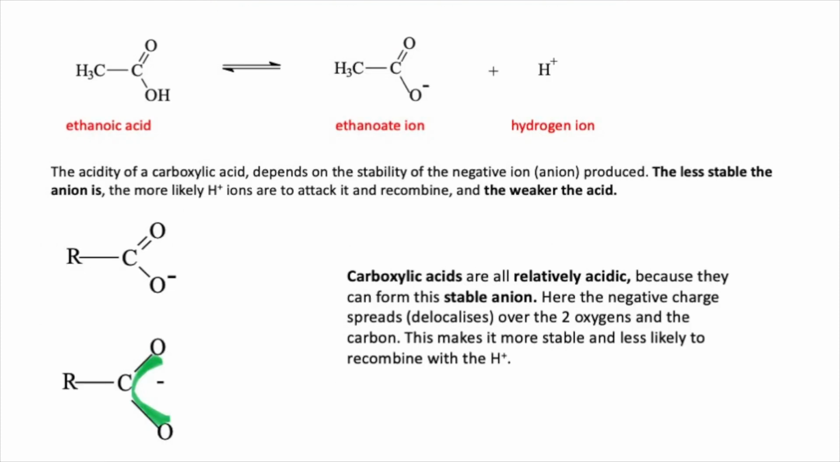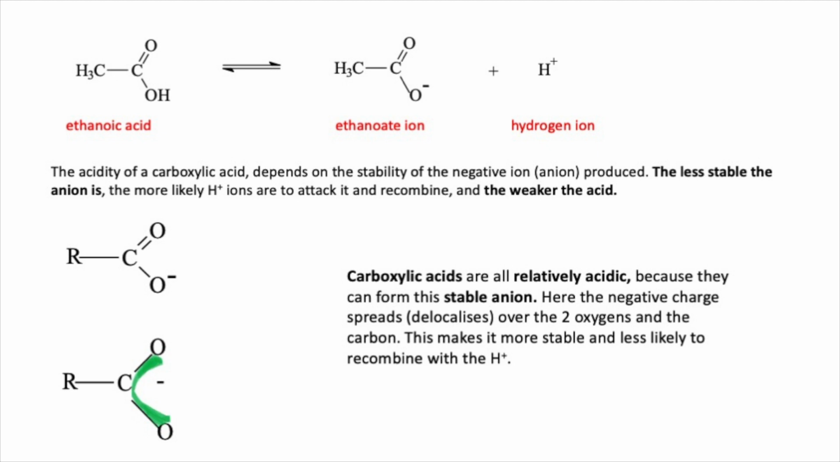Now, carboxylic acids are weak acids, and weak acids are substances that partially split up into H+ ions when you put them in water. The following equation shows what happens when you put ethanoic acid in water, because ethanoic acid will split up into ethanoate ions and hydrogen ions, and the process is reversible. The acidity of a carboxylic acid depends on the stability of the negative ion, the anion, produced. The less stable the anion is, the more likely H+ ions are to attack it and recombine with it, and the weaker the acid.